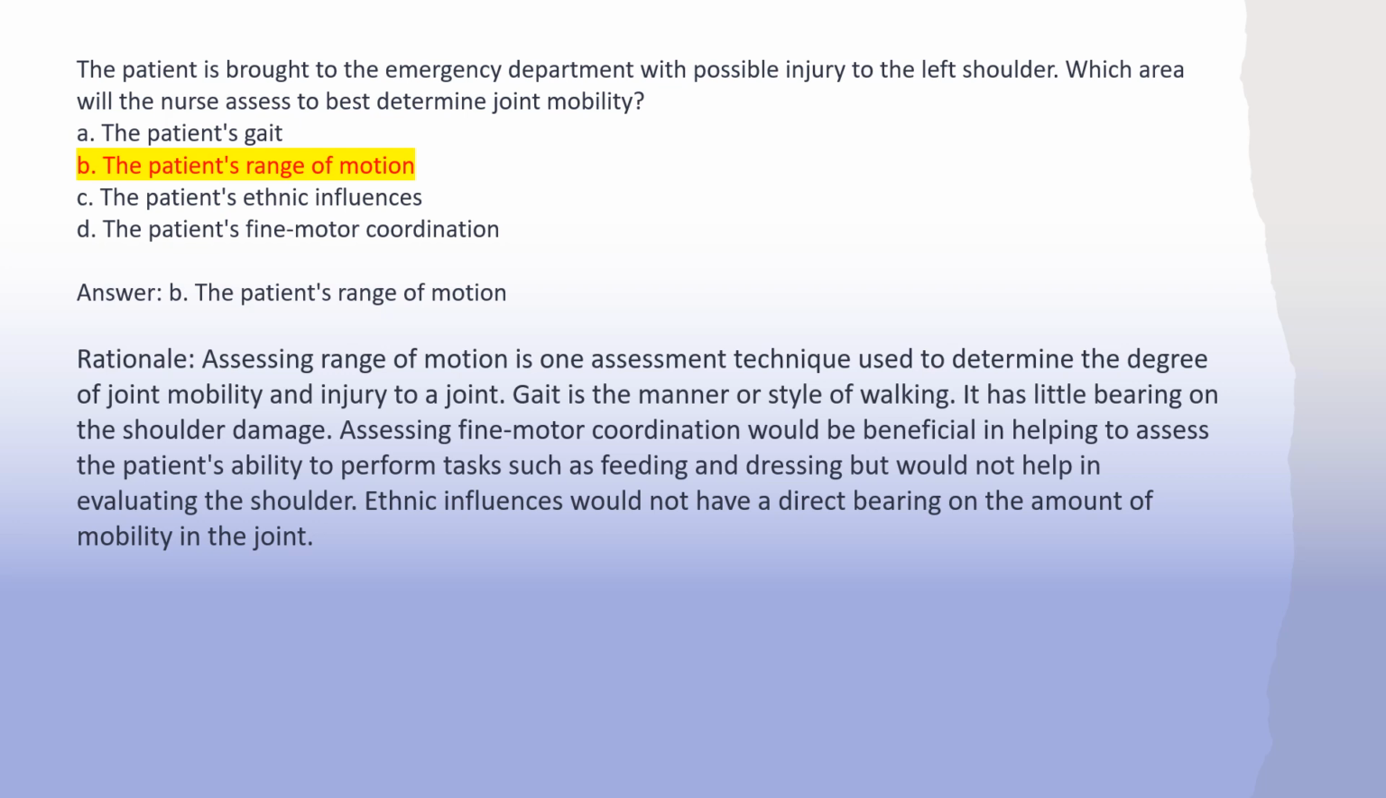Answer B. The patient's range of motion. Rationale. Assessing range of motion is one assessment technique used to determine the degree of joint mobility and injury to a joint. Gait is the manner or style of walking. It has little bearing on the shoulder damage.